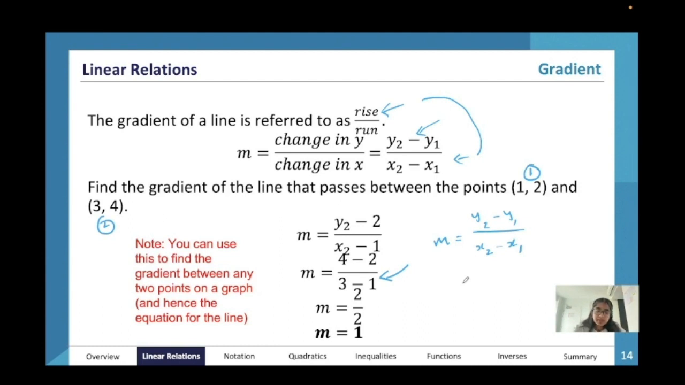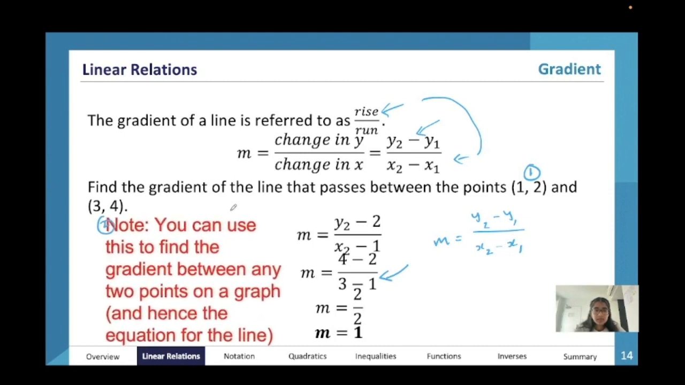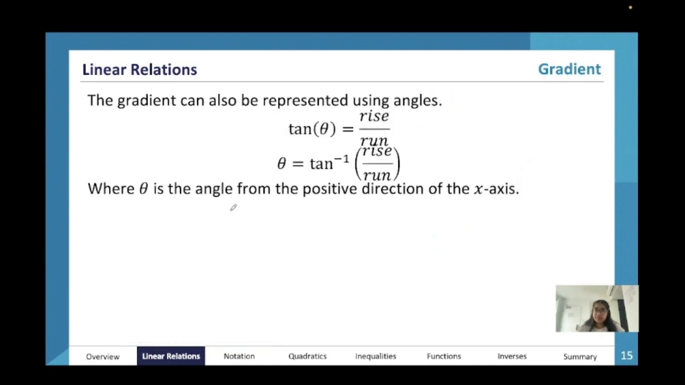So what that means is every time x increases by 1, y is also going to increase by 1. If your gradient was 2, it's going to tell you every time x increases by 1, y increases by 2, and so on. So just emphasizing that, to find the gradient, you can have any 2 points on the line, and it will help you find the equation of the line as well.